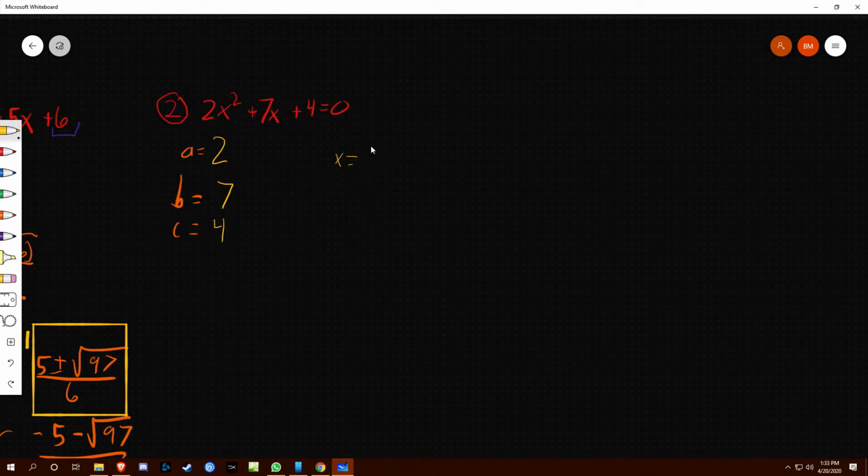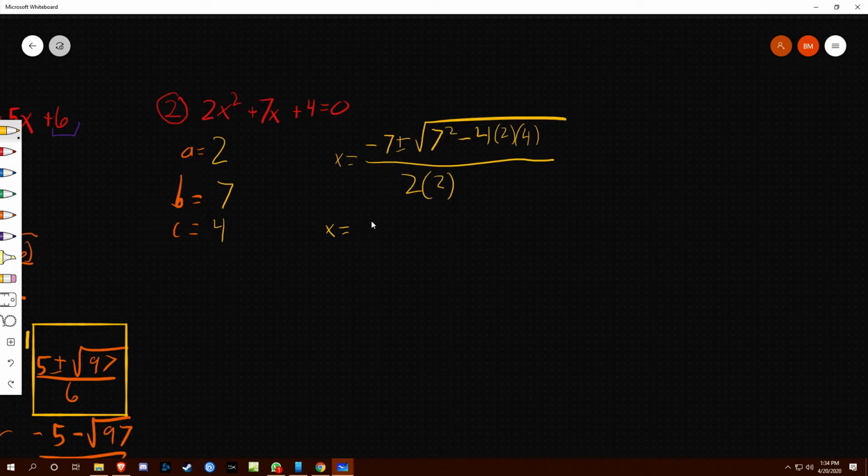X equals the opposite of B, so -7 plus or minus the square root of 7 squared minus 4 times A, and then C. And then we have on the bottom 2 times A, which is 2 times 2. Just plug that right in from the formula. And then I'm going to simplify what I can. I can't do anything with a -7. It's just kind of sitting there.